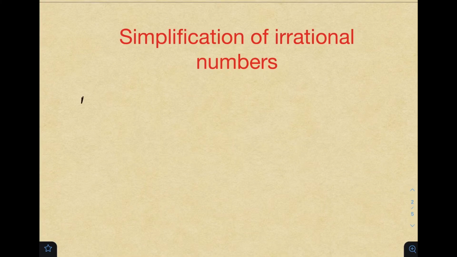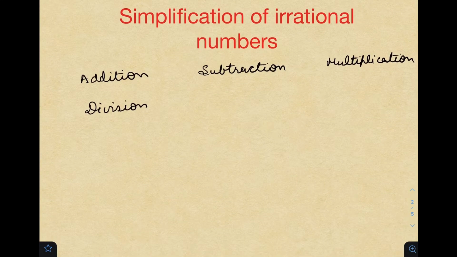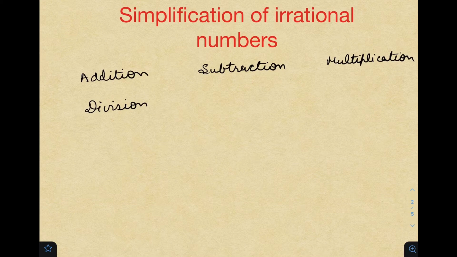So when we talk about simplification of irrational numbers, we will consider the four basic operations: addition, subtraction, multiplication and division. Addition of irrational numbers is exactly similar to the way we add any two algebraic expressions. If I need to add two irrational numbers, root a and root a, what will be the sum?